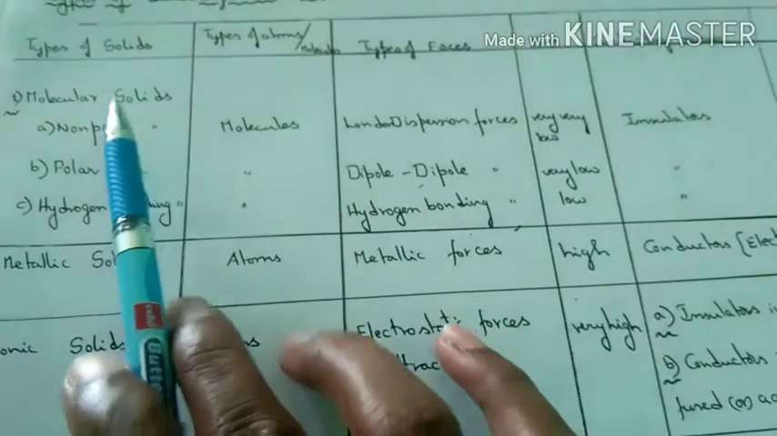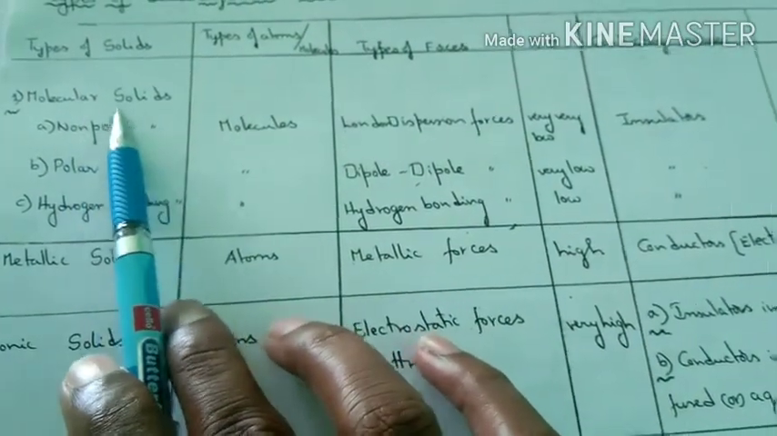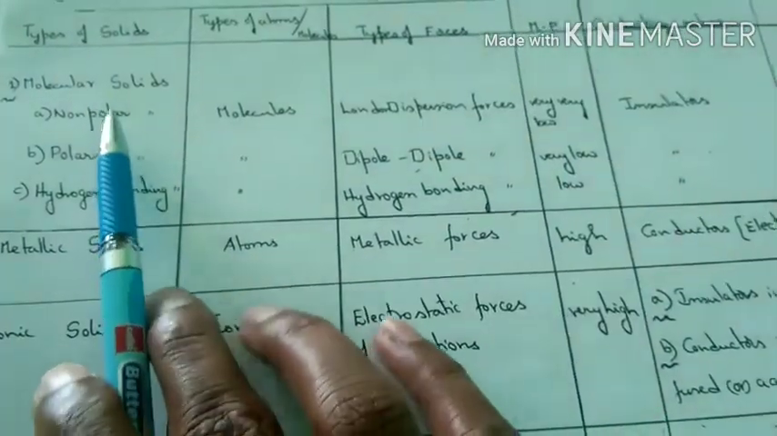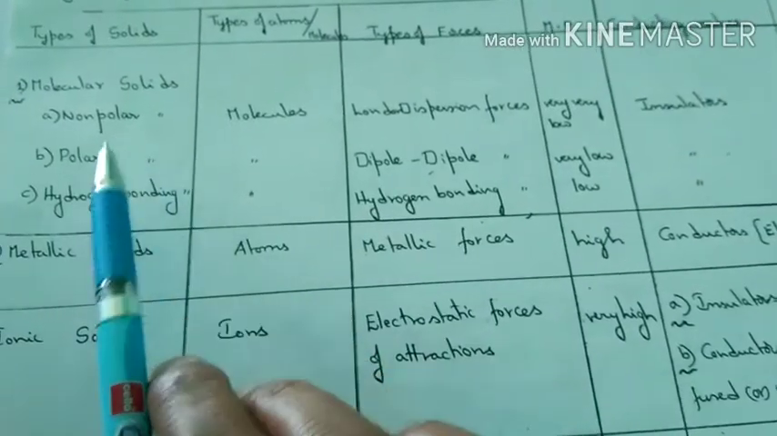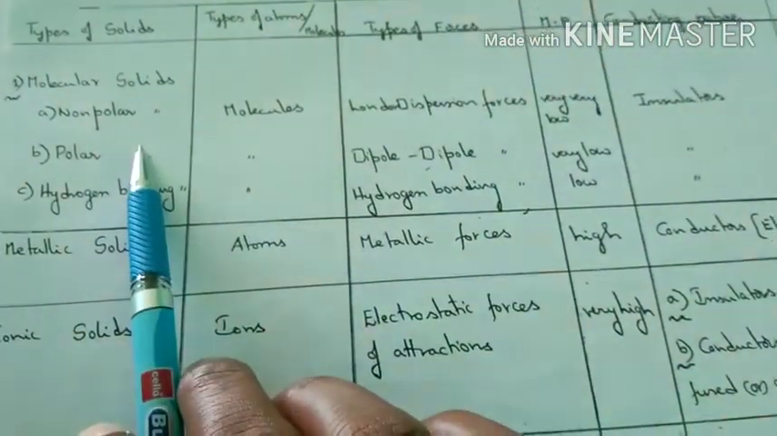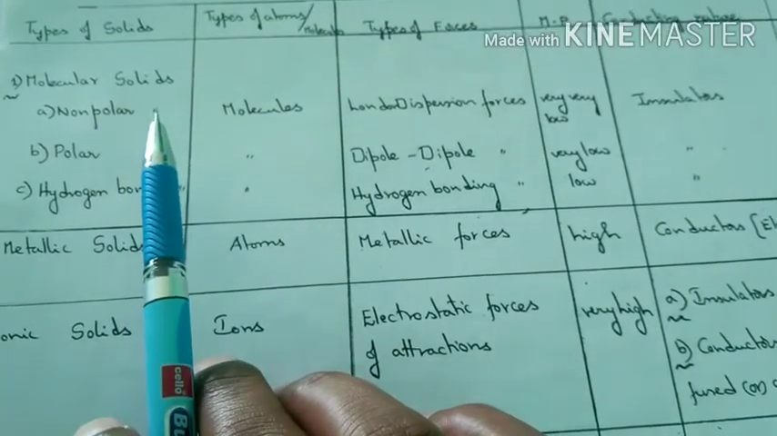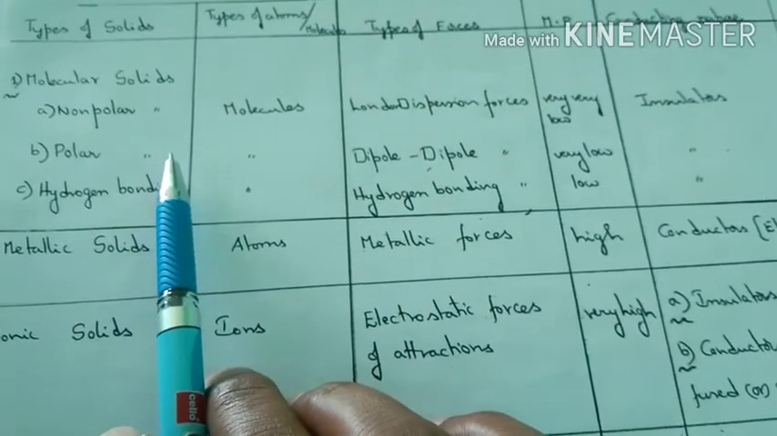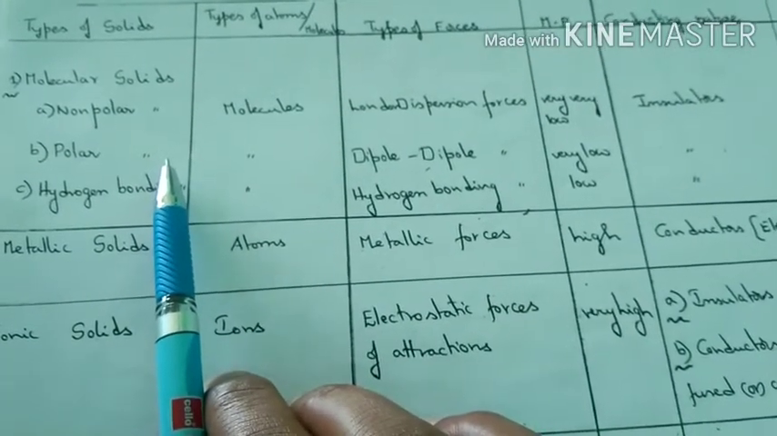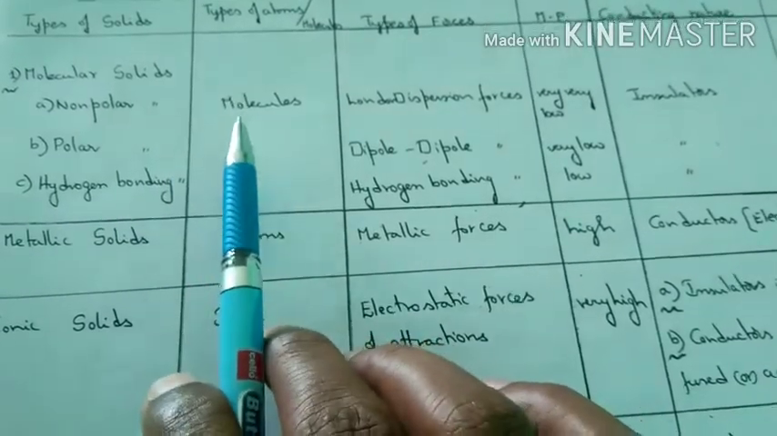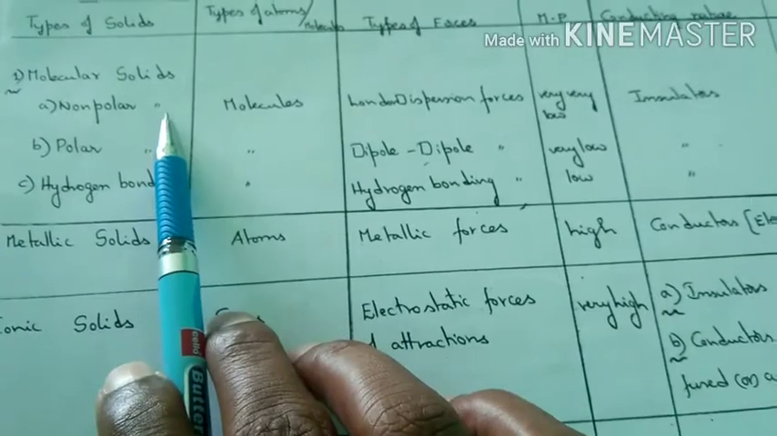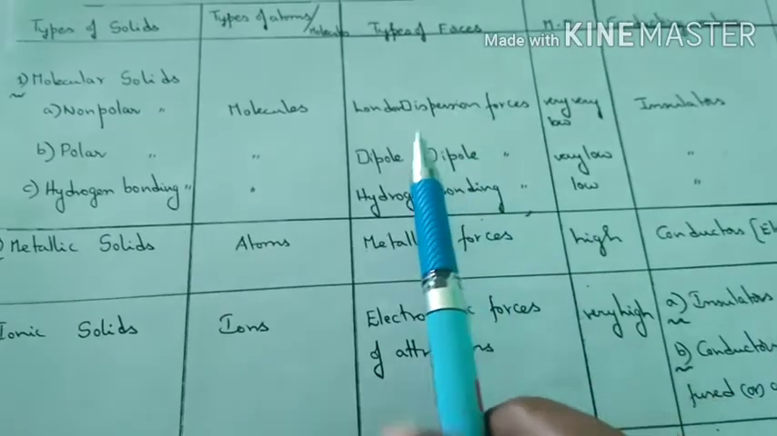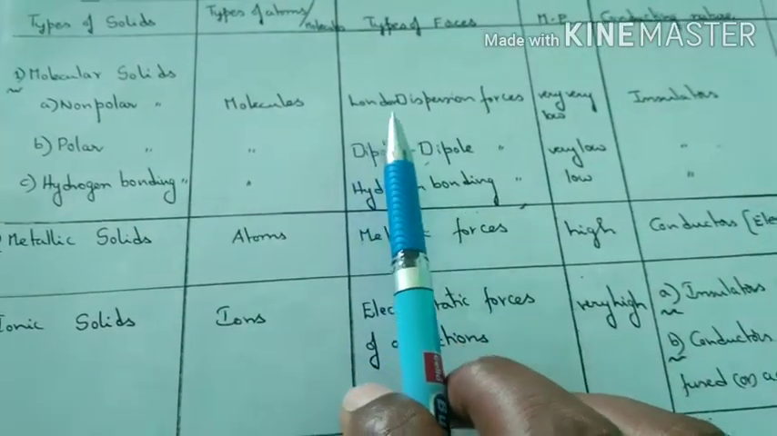So in molecular solids, as the name itself says, molecules are present. That means in these solids the type of particles is molecules. Again molecular solids are classified into three types: non-polar, polar, hydrogen bonding. Non-polar means a covalent bond is formed between two same atoms. For example, H2, N2, O2, all these come under non-polar molecules. When those molecules are present in solid state, those are called non-polar solids. Here one more point is there. What types of forces are present? London forces. Already we discussed dipole and London forces in the class 11 chemistry states of matter chapter.